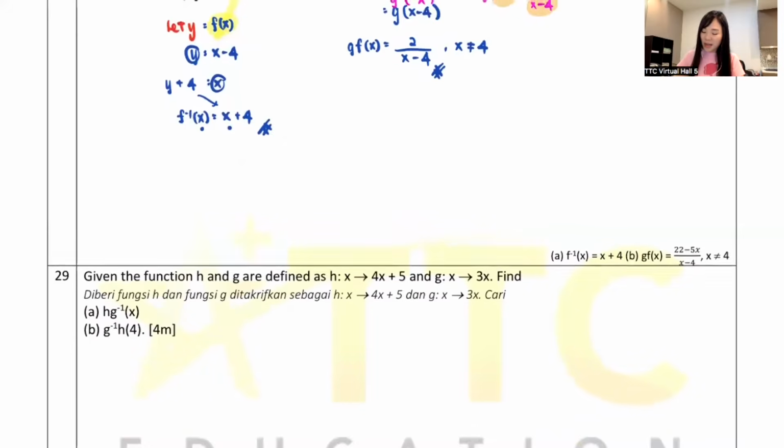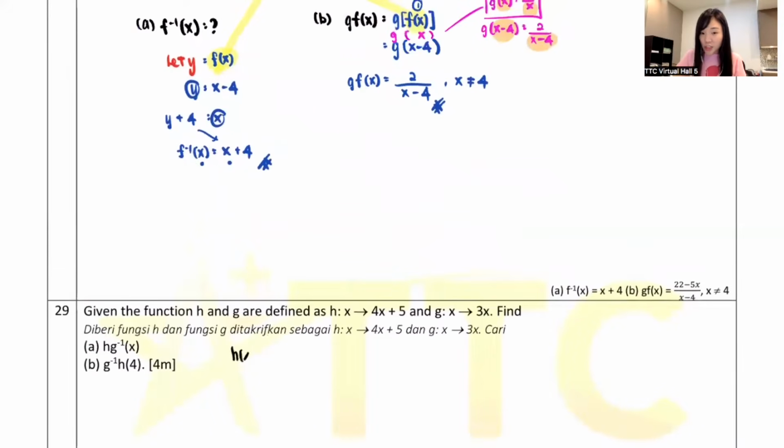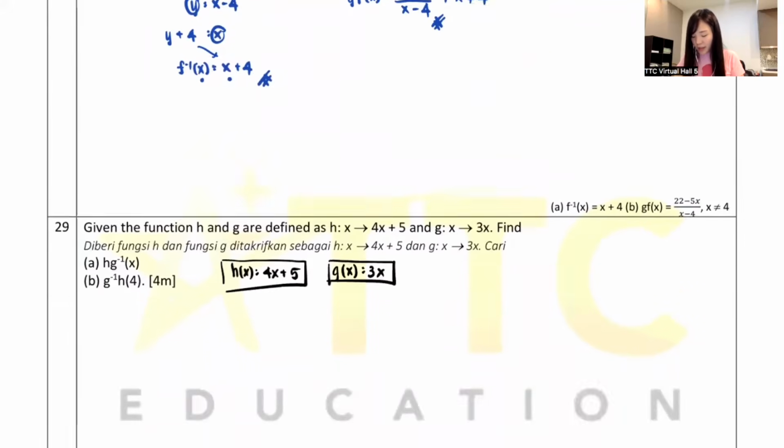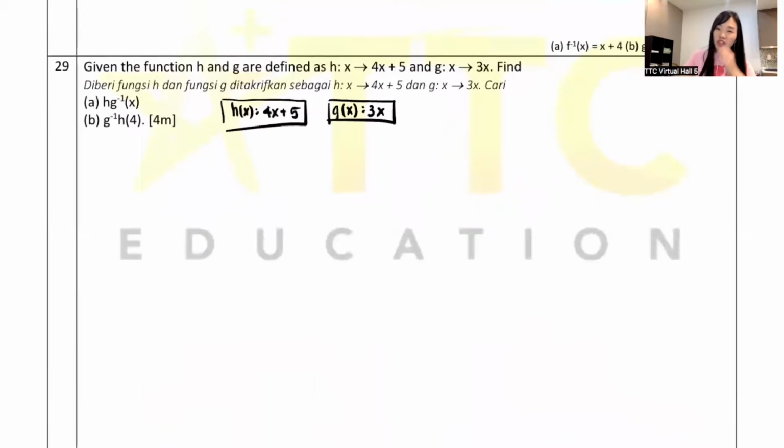Question 29. They say, given that hx is 4x plus 5. Again, they say gx is 3x. So A, they say, find hg inverse. Now, this one cannot use the trick because this one does not even have the image side. So to do this, you must have the h and the g inverse. I already have the h, I just don't have the g inverse. No need to panic.